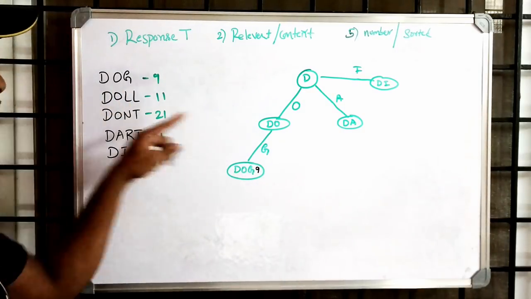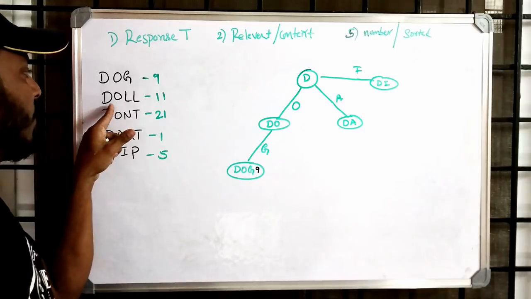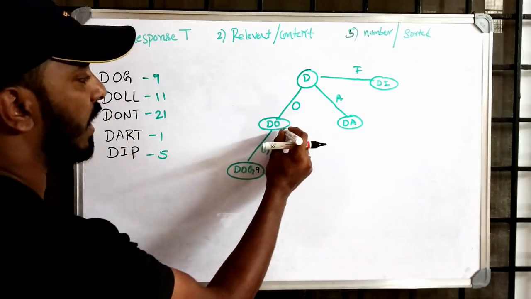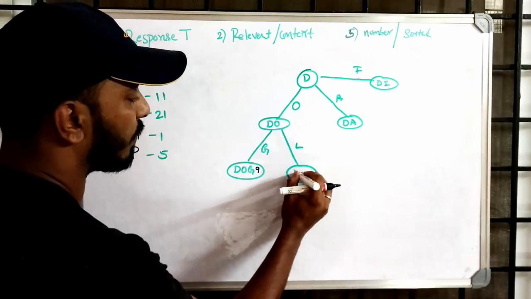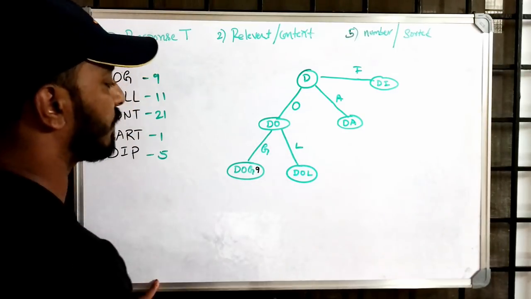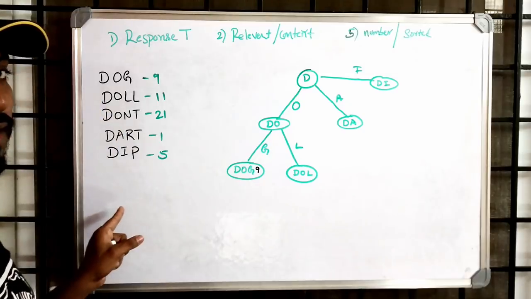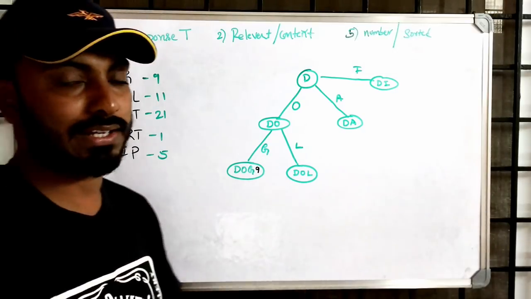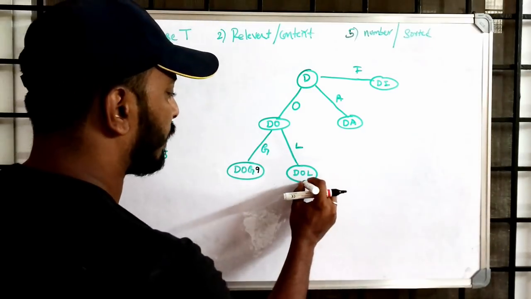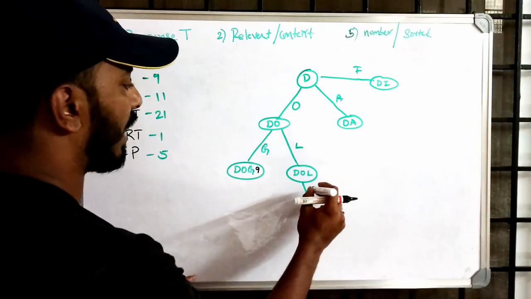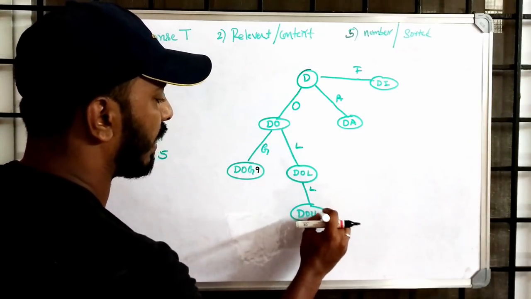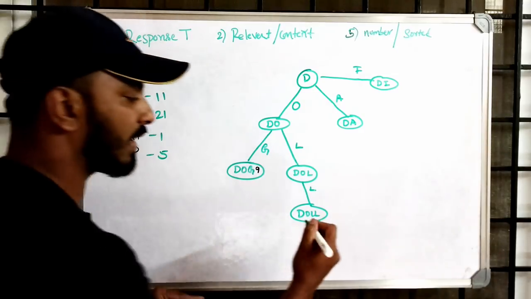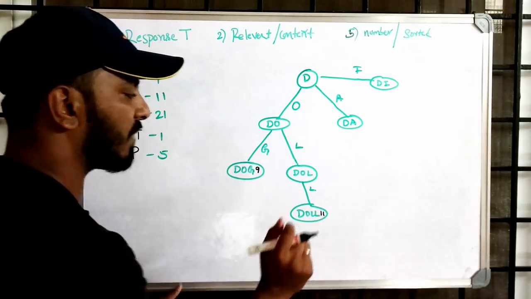Let's fill all the other words in the Trie data structure. Now, we have Devo LL over here. If we go forward with the L letter, we get one more node called Devo LL. This doesn't have a ranking in our list, so this is not a valid suggestion. Going forward, we have one more letter called L. D-O-L-L. If you see, doll has a ranking of 11. We will update over here.